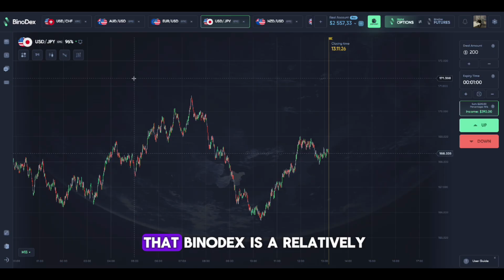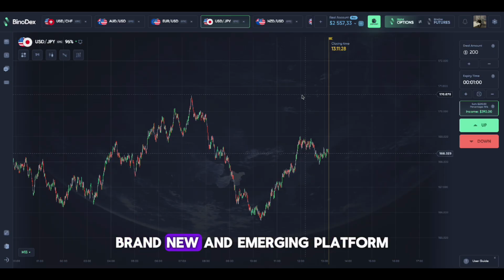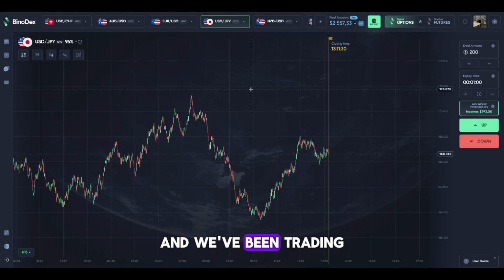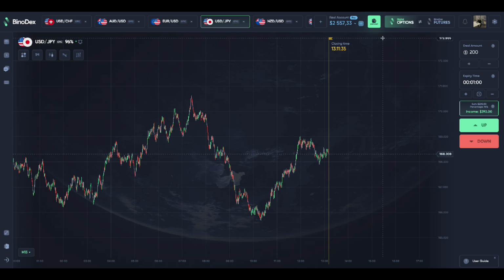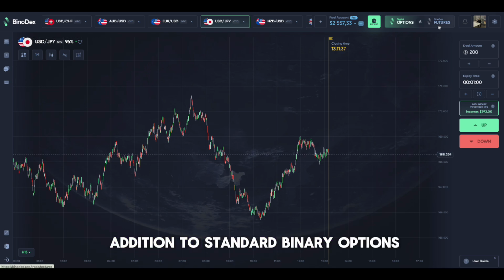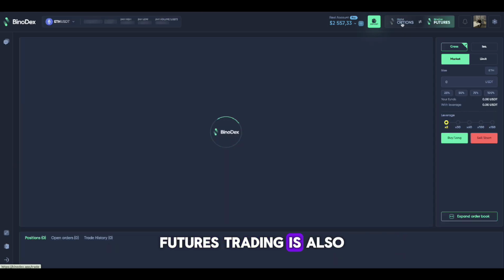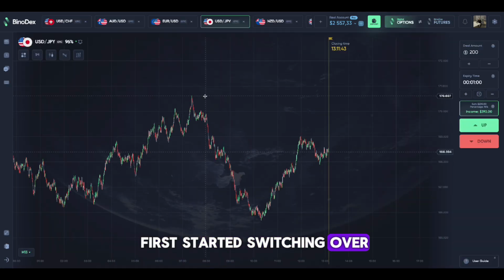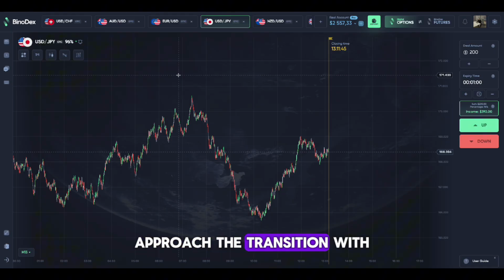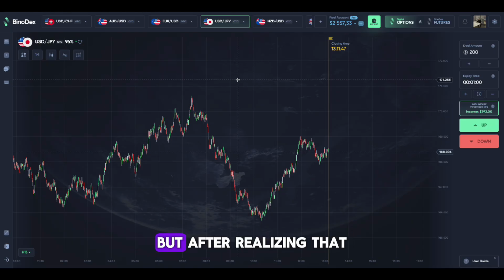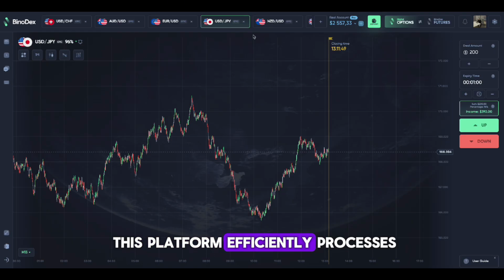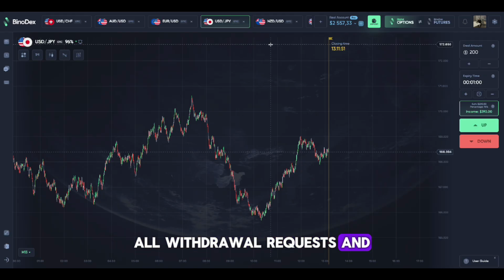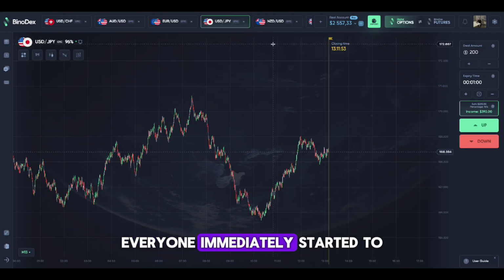Let me remind you that BinoDex is a relatively brand new and emerging platform, and we've been trading on it for roughly 2 to 2.5 weeks now. On BinoDex, in addition to standard binary options, futures trading is also available. Many people approached the transition to this platform with a great deal of caution, but after realizing that it processes all withdrawal requests very quickly, everyone immediately started to like it.